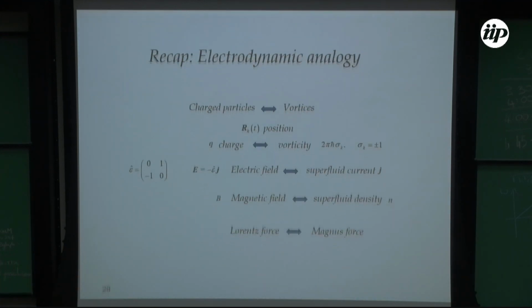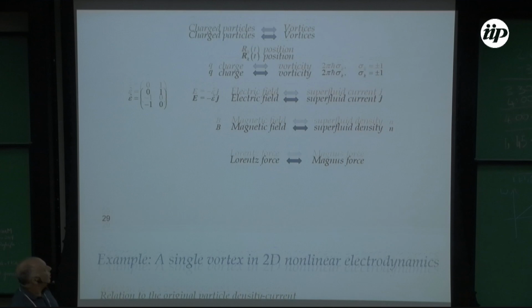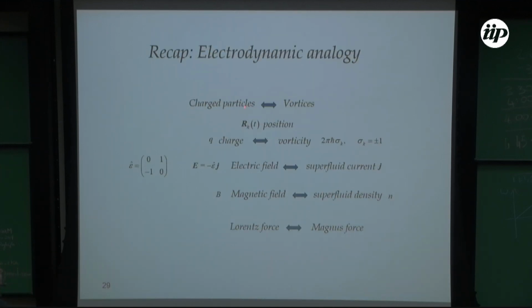Just to summarize this analogy, we have charged particles which are like vortices. We have the position of them, which is the same in both pictures. Charge in the electrodynamics is vorticity charge in the superfluid part. The electric field, which is rotated by 90 degrees, is just the supercurrent. The magnetic field is the superfluid density, and the Lorentz force is the Magnus force.